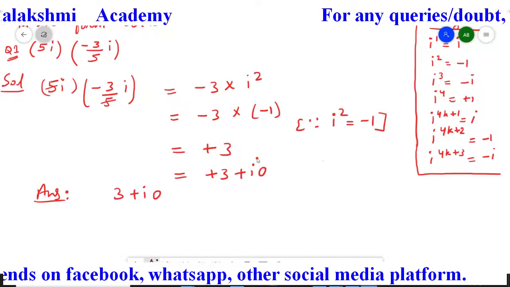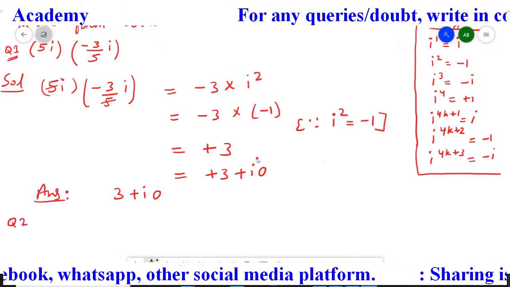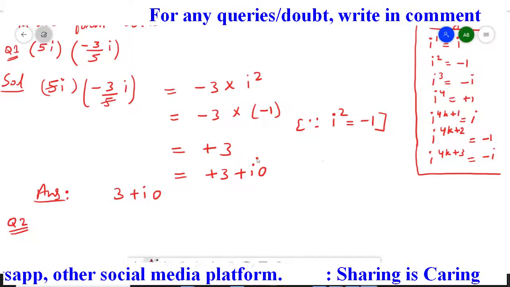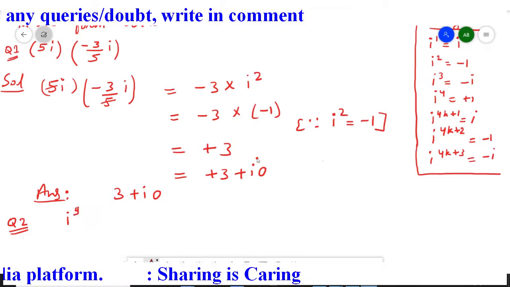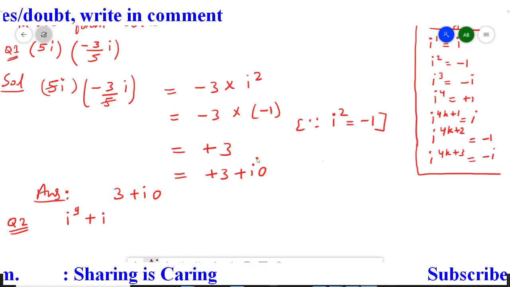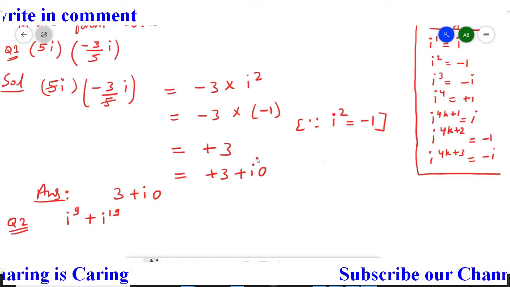Now we will move to question number 2 of the same exercise, and the given question is iota raised to power 9 plus iota raised to power 19.